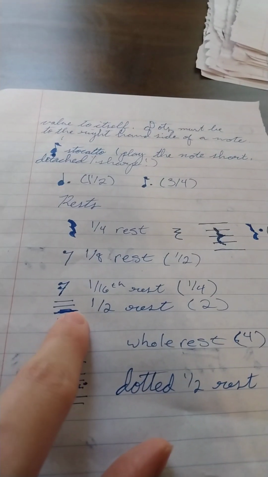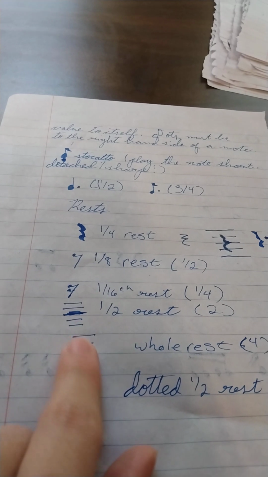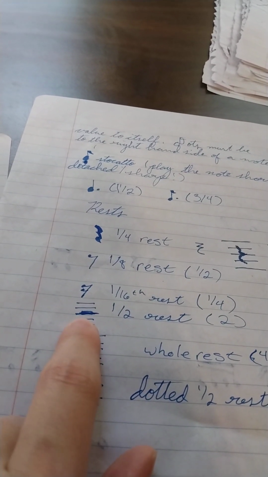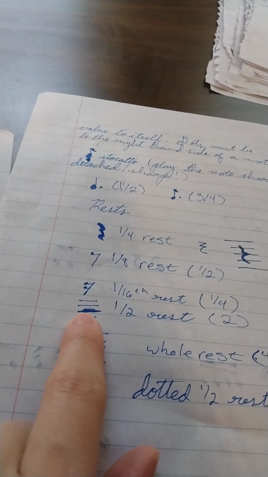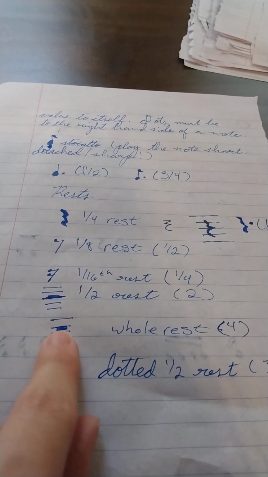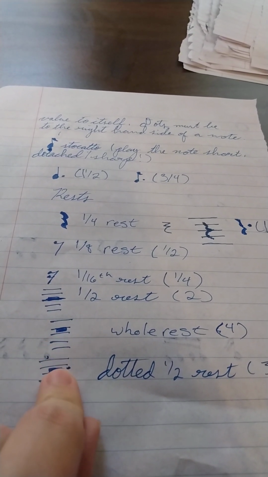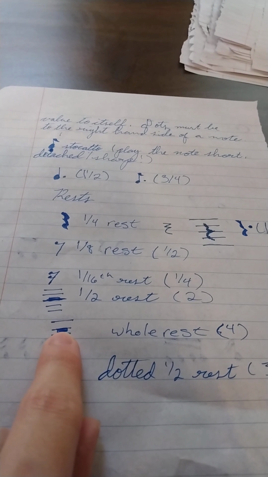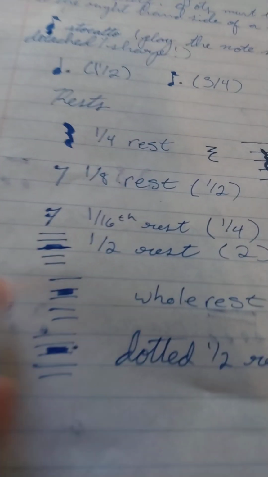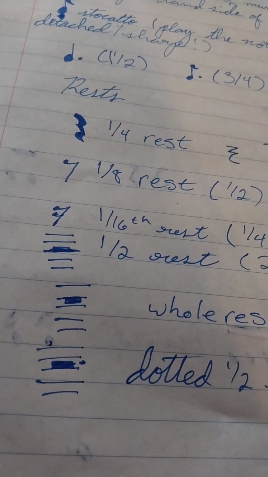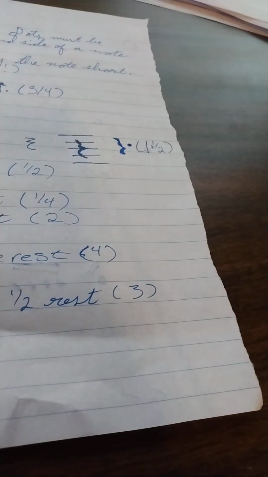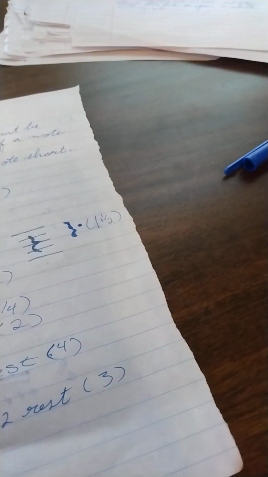Okay. The half note rest sits in the middle, on top of the line. Like I said, in the middle of the staff. And then the whole rest sits right underneath the fourth line, and that is for 4 beats. These look very similar. And then the dotted half rest is for 3 beats you would rest, and you would put a dot next to it.